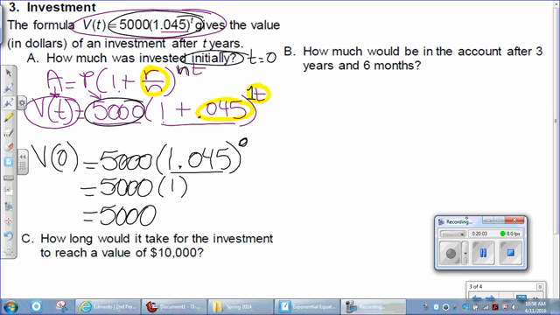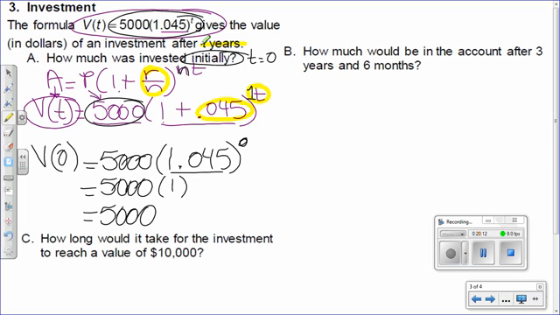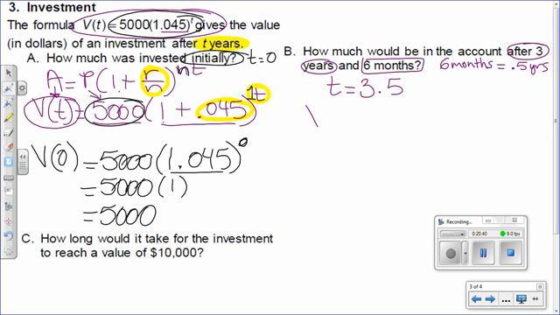How much will be in the account after 3 years and 6 months? Now, we need to figure out, right here, it says the time is in years. That's important. However, here they're asking us something in years, 3 years and 6 months. Well, we know that 6 months is what in a year? Half the year, right? Or we could say 0.5. So 3.5. So let's use 3.5, very good. So now we're going to find the future value when the time is equal to 3.5.